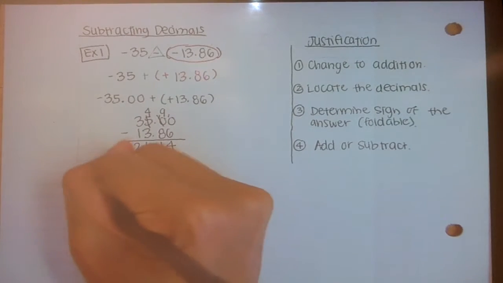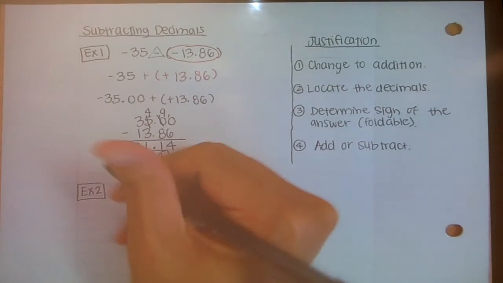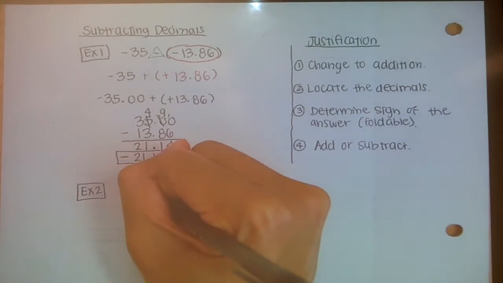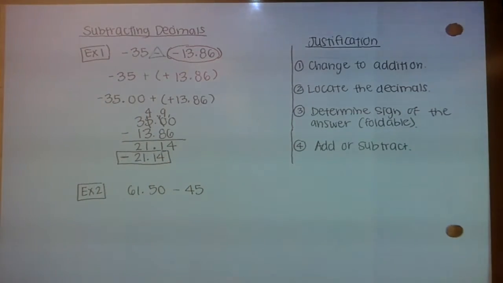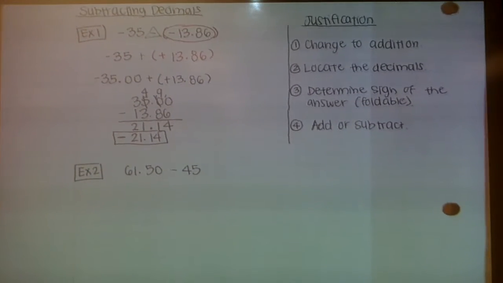Here is an example for you to try independently. Let's try positive 61.50 minus a positive 45. Please pause the video here so students can try this independently. Hopefully you've had enough time to write your answer. Let's check to see if you got it right.